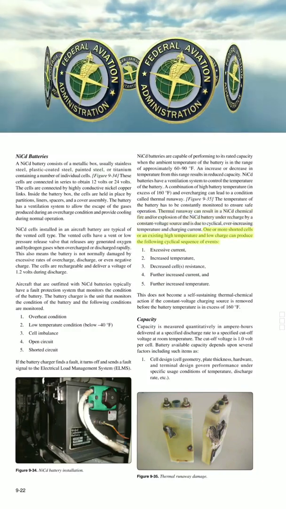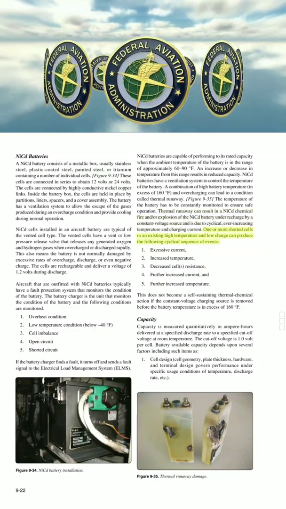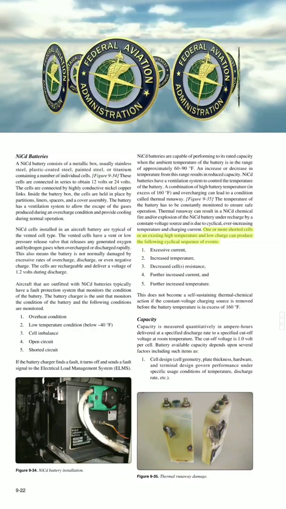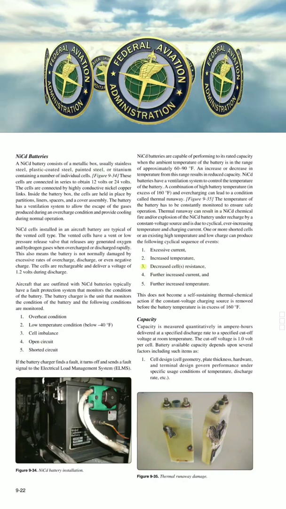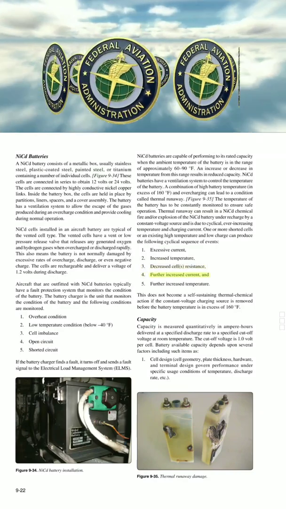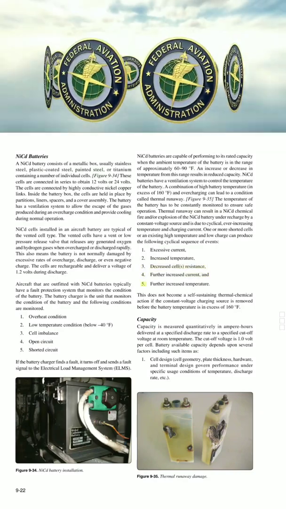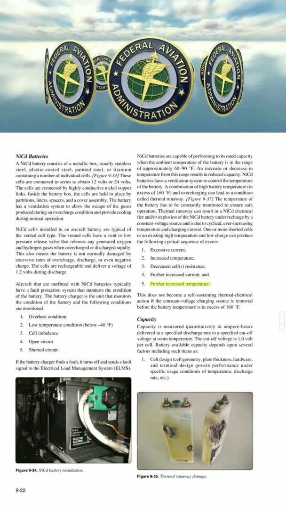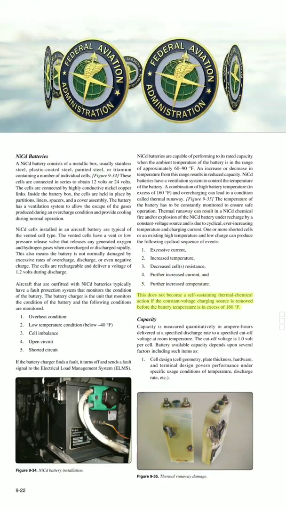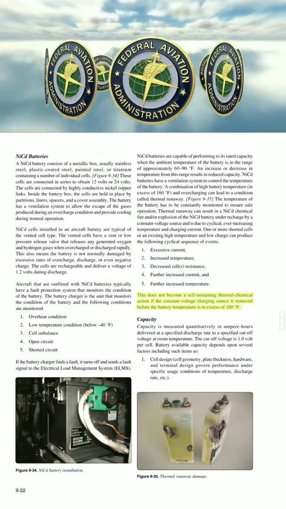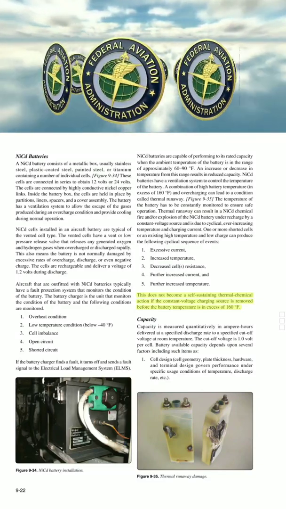One or more shorted cells or an existing high temperature and low charge can produce the following cyclical sequence of events. 1. Excessive current. 2. Increased temperature. 3. Decreased cell resistance. 4. Further increased current. And 5. Further increased temperature. This does not become a self-sustaining thermal-chemical action if the constant voltage charging source is removed before the battery temperature is in excess of 160 degrees F.